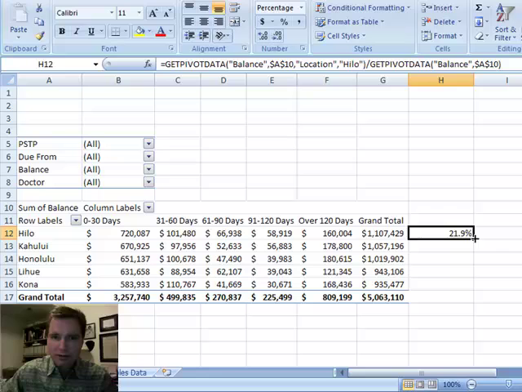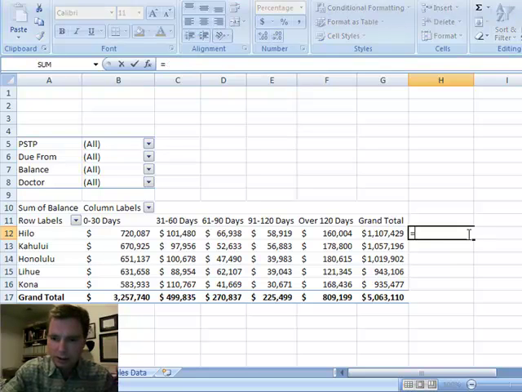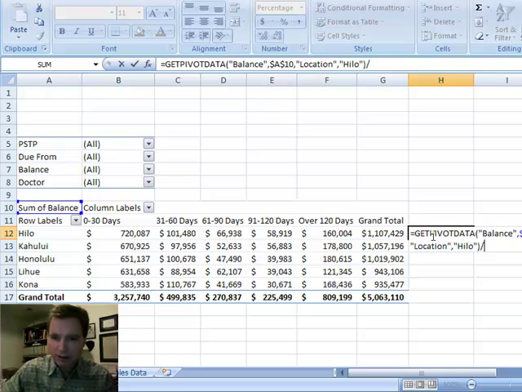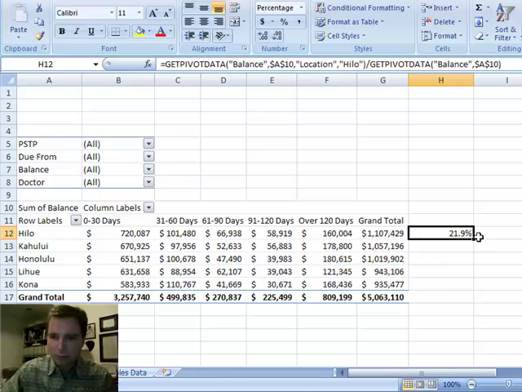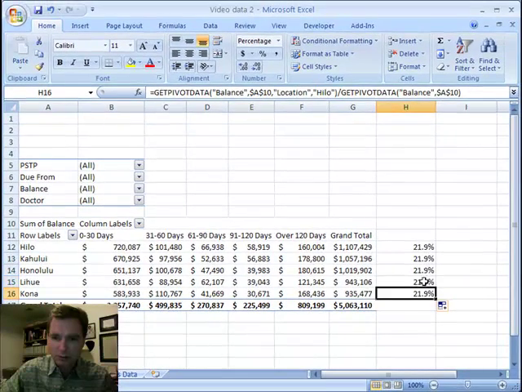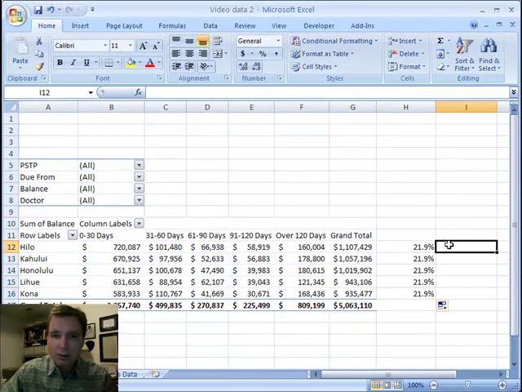And remember, the way we got this formula was we just did equals, and we arrowed over to that, and we divided by, and then I'm just going to mouse click down to here. And that's how we got the 21.9. And remember, when you copy it down, it's always looking at HELO divided by the total, and so you keep getting 21.9. Next door to that, I want to show you the alternative.